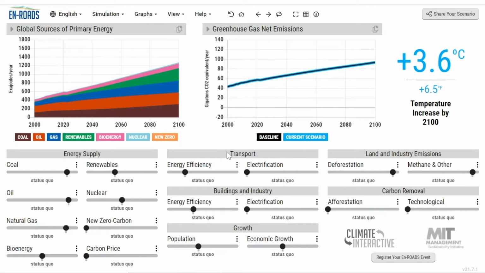Similarly, if we look at electrifying our transportation system, we know that the electric motor is much more efficient than an internal combustion engine. So it makes a lot of sense to electrify our transportation system, to create the infrastructure and put in policies that incentivize that change. So let's move that lever as far to the right as we can. We do see emissions come down only by 0.1 degrees C. Again, it's a good thing to do, but if you do that in isolation, it's not enough to get us to where we need to go.